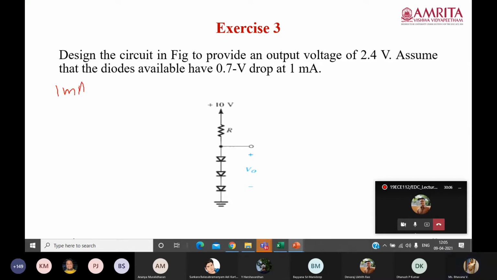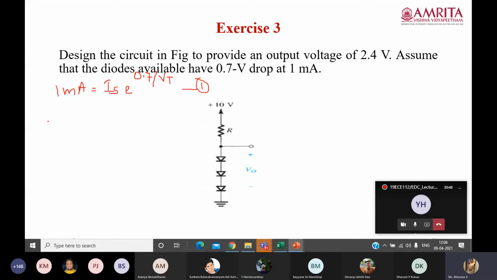Therefore, we can write 1 milliampere is equal to the diode current, IS e power 0.7 divided by N times Vt, where N value is 1. Can we write like this? Yes, ma'am. So 1 milliampere is equal to IS e power 0.7 by Vt. Ma'am, I think the other 0.1 voltage will be across the resistor, ma'am. Wait.